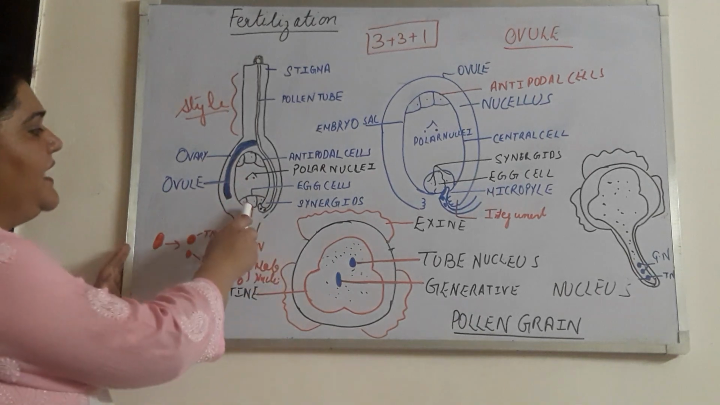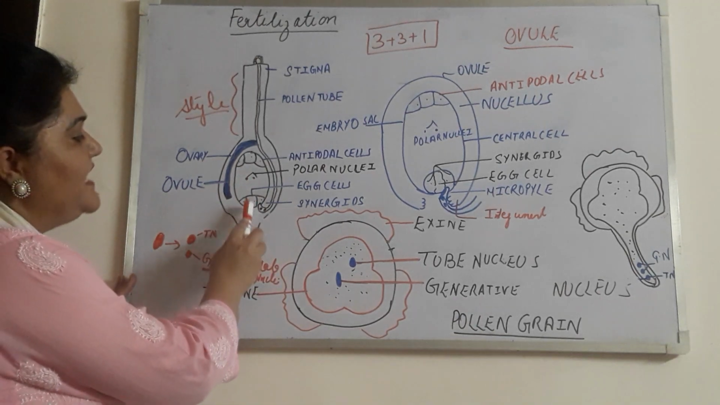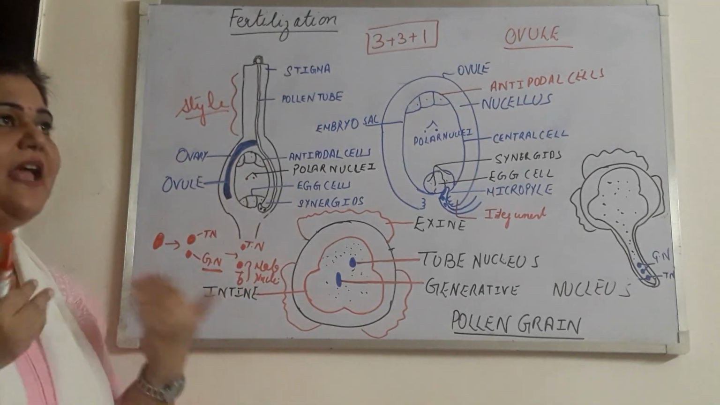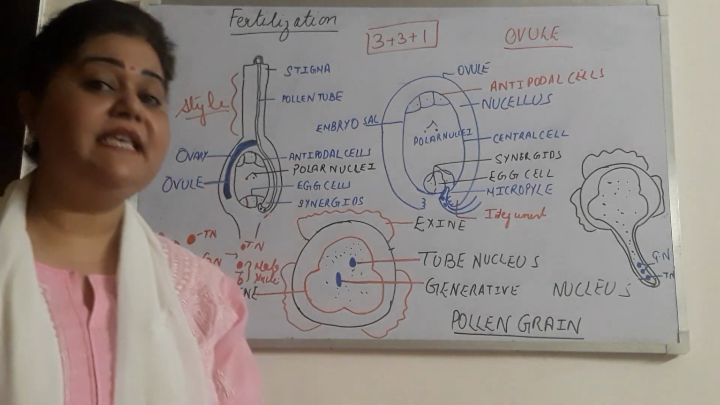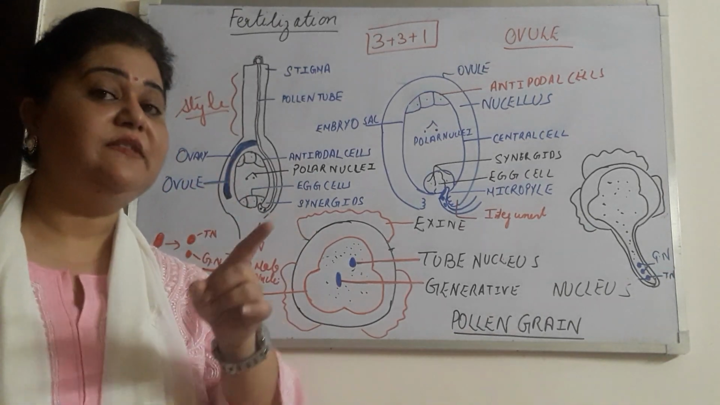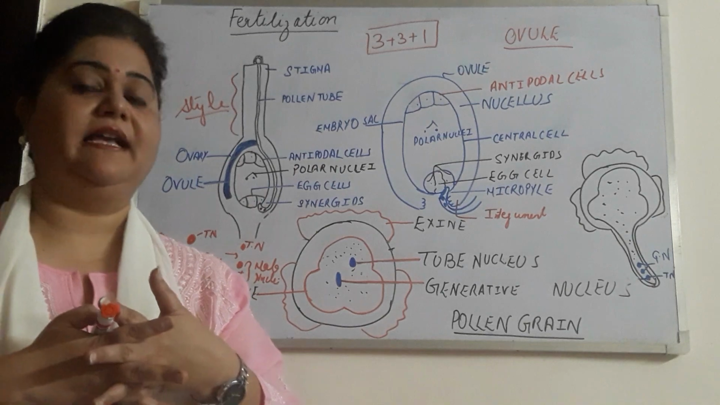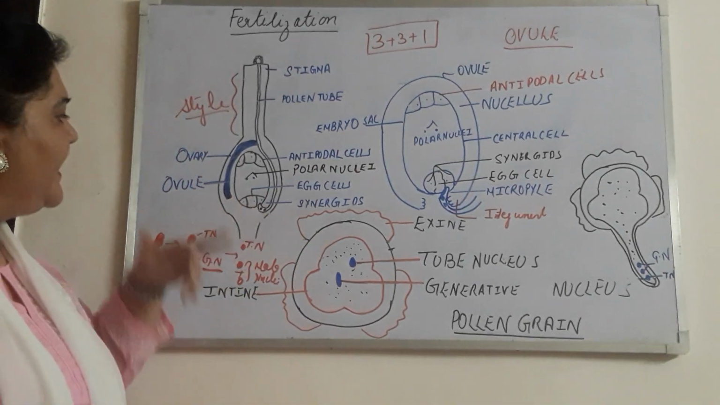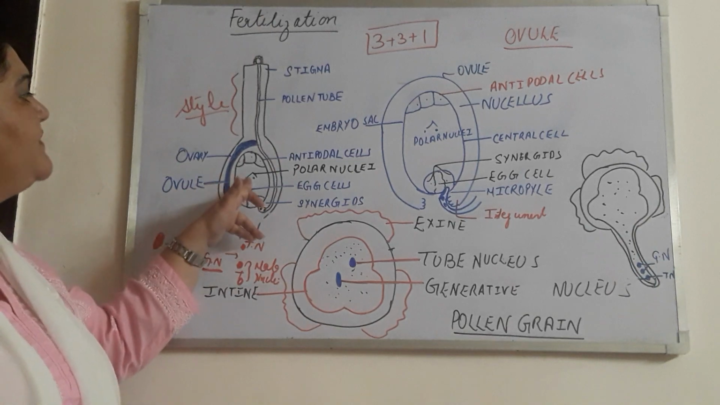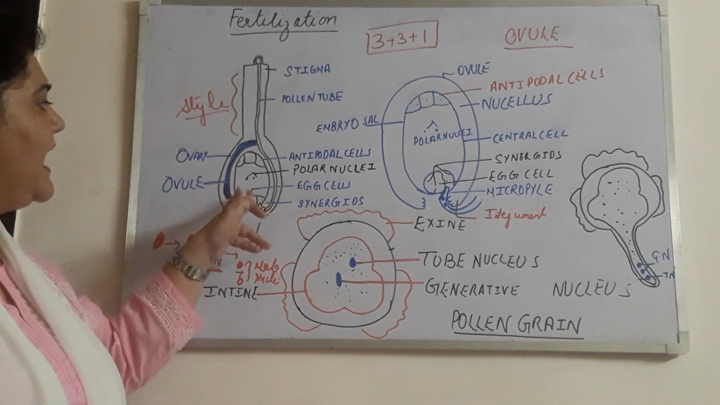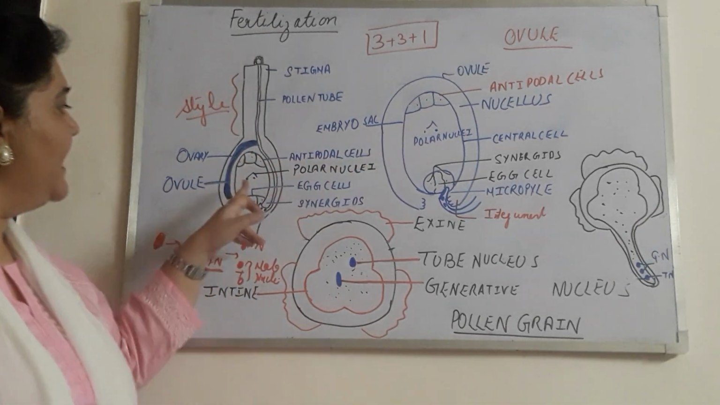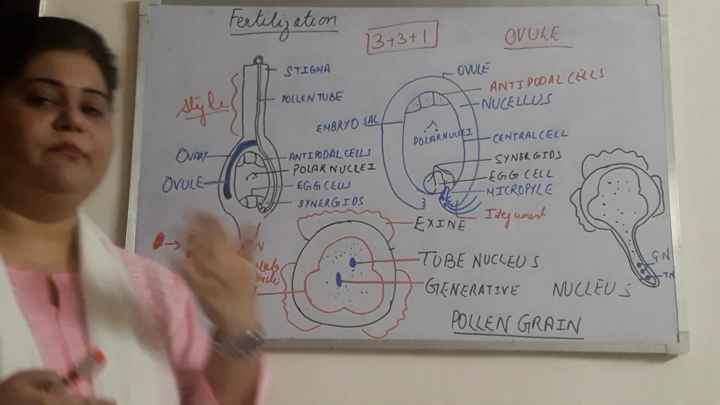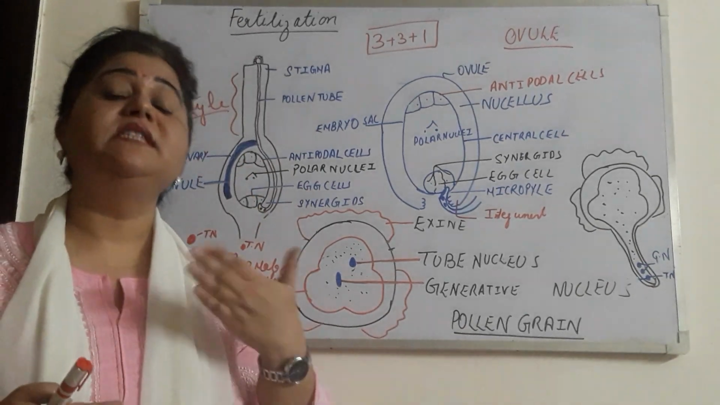So the one male nucleus which will fuse with the egg cell will help in the formation of seed. What did I say? The first nucleus which will fuse with the egg cell will help in the formation of seed. And the second male nucleus which will fuse with the 2 polar nuclei of the central cell will help in the formation of endosperm.